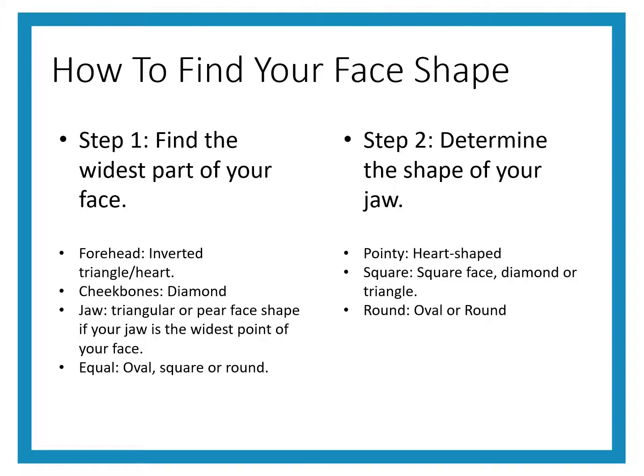Remember I said that a lot of the same things that we say about those shapes tend to hold true for all of those shapes. So once you've found the widest part of your face, you're then going to determine the shape of your jaw. If your jaw is pointed, then you might have a heart-shaped face. If it's square, you might have a square face or a diamond face or a rectangle, or if it's round, you might have an oval-shaped face.